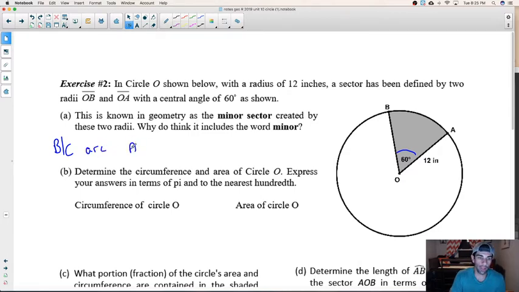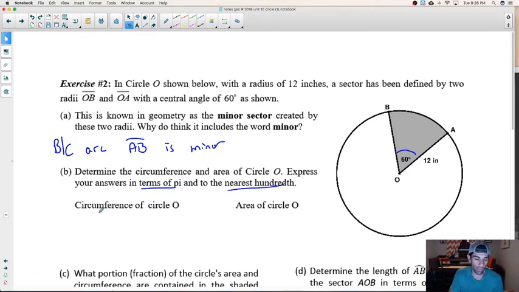Because arc AB is minor, you're using the minor arc, so it's a minor sector. Determine the circumference and area of circle O. Express your answer in terms of pi, the exact, and to the nearest hundredth.